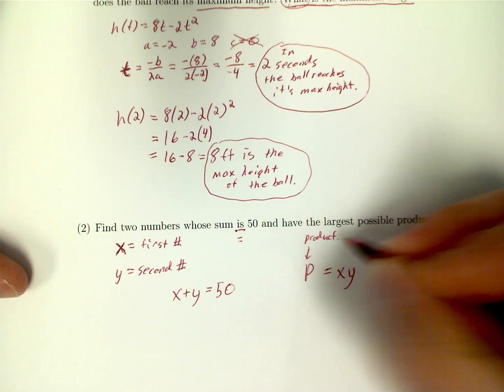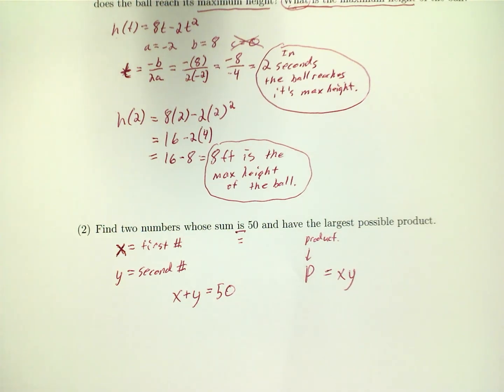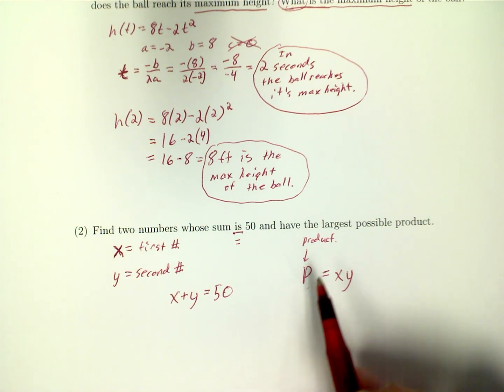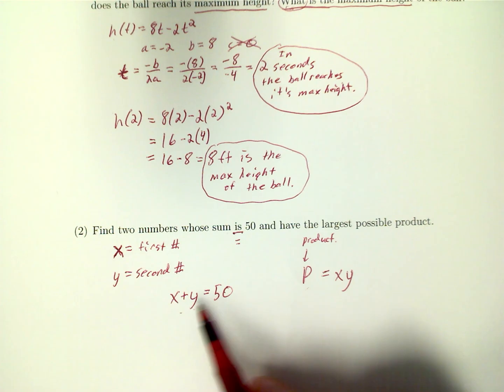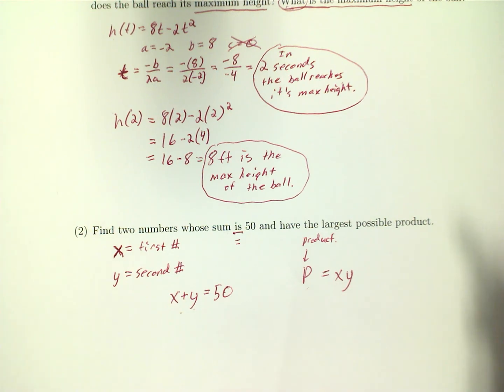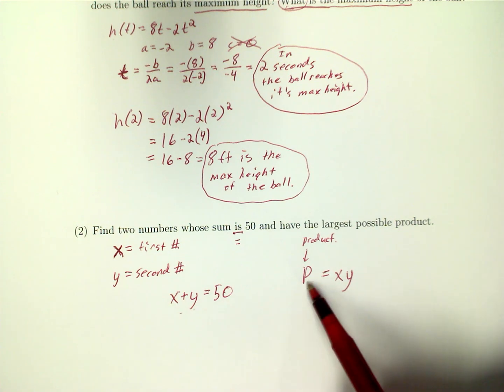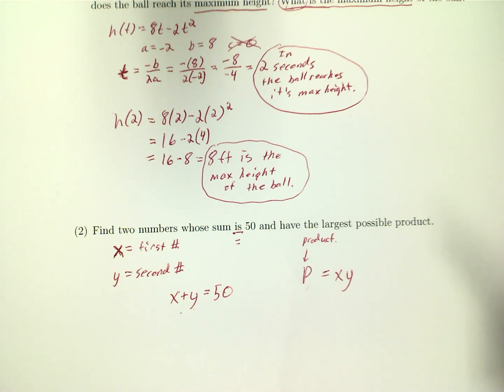Now we don't care about actually finding how big the product is. We just need to find the two numbers that give us the biggest product, which is interesting in its own right. All right, so this is kind of our function. But here we have x plus y equals 50, p equals x times y. Well, we don't know how to find the largest or smallest. We've got two variables. Here we have three variables if you consider p to be a variable, which it is.